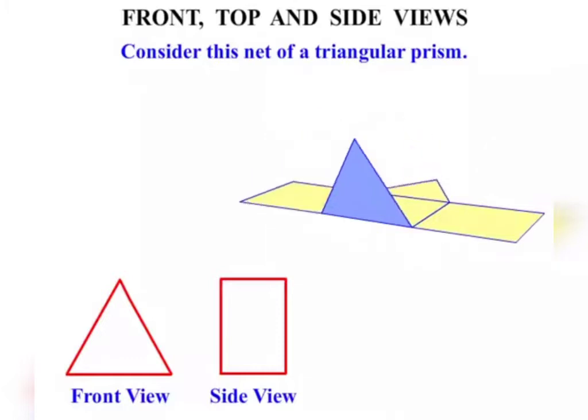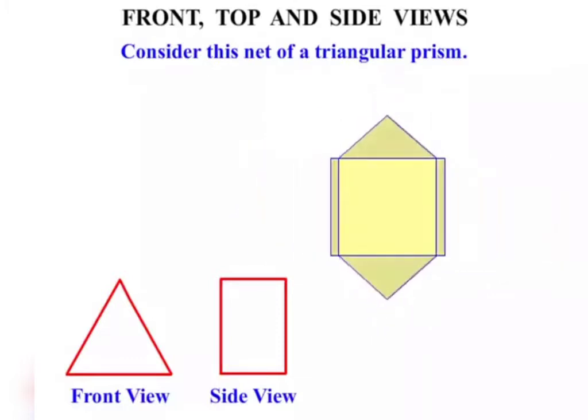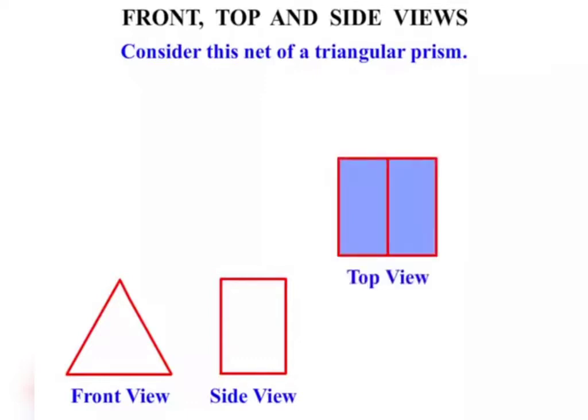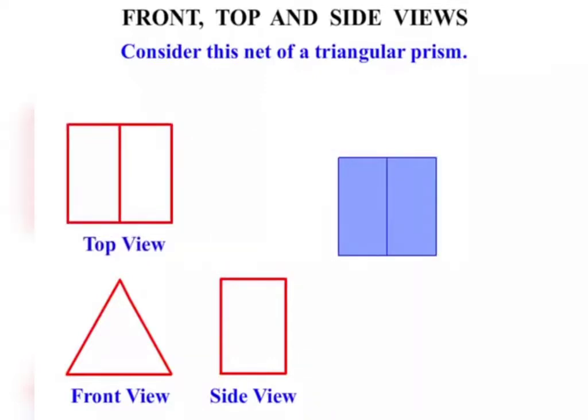Now we're going to think about looking at it from the very top. So let's fold it up again. Looking directly from the top, we see a rectangle with a line through it. That's the top view.